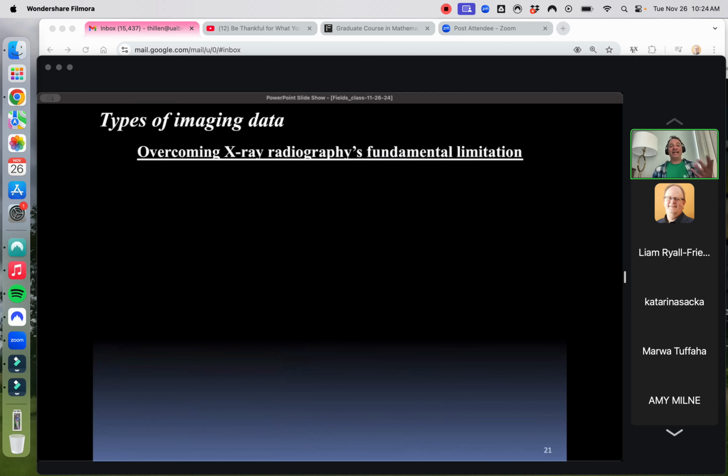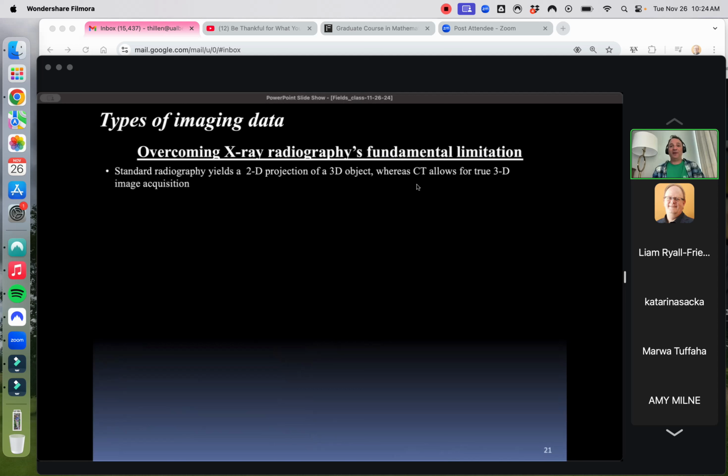But X-ray radiography has this fundamental limitation. It takes a three-dimensional object and smashes it into two. So that third dimension is all smashed in. And when you look at your two-dimensional image, every pixel in there is basically just the sum total of all the attenuation along that third dimension right there. So we've got to get past that.